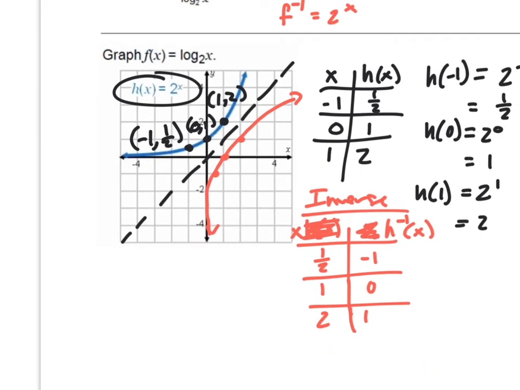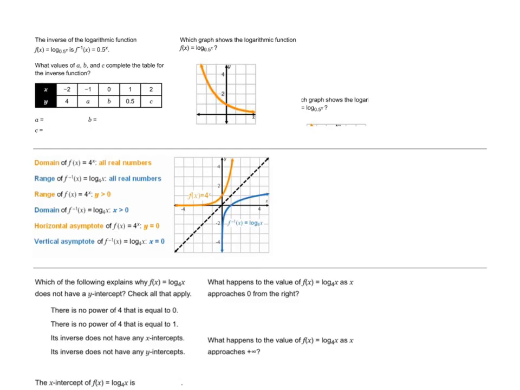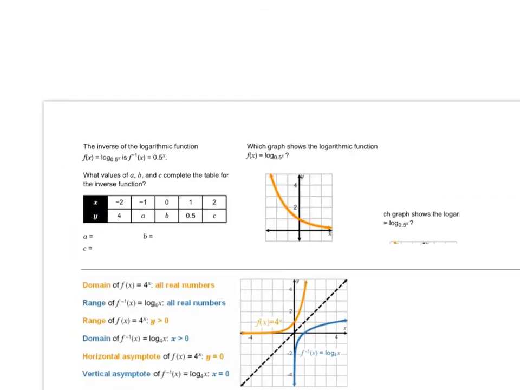That's the thing. If you know what your exponential function points are, which you guys know how to do, it's easy to plot the log points because the x and y values are just switched. Reasonable? All right, let's take a look at this next question.